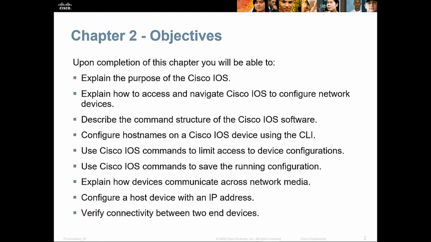We're going to look at how to do some basic configuration like hostname, maybe some preventative level of access, so being able to set access controls. We're going to look at how to save configurations, both a current configuration versus a historical running configuration. We're going to explain how the devices communicate across network media, how to set an IP address for a host device, and if time allows, for a network device.